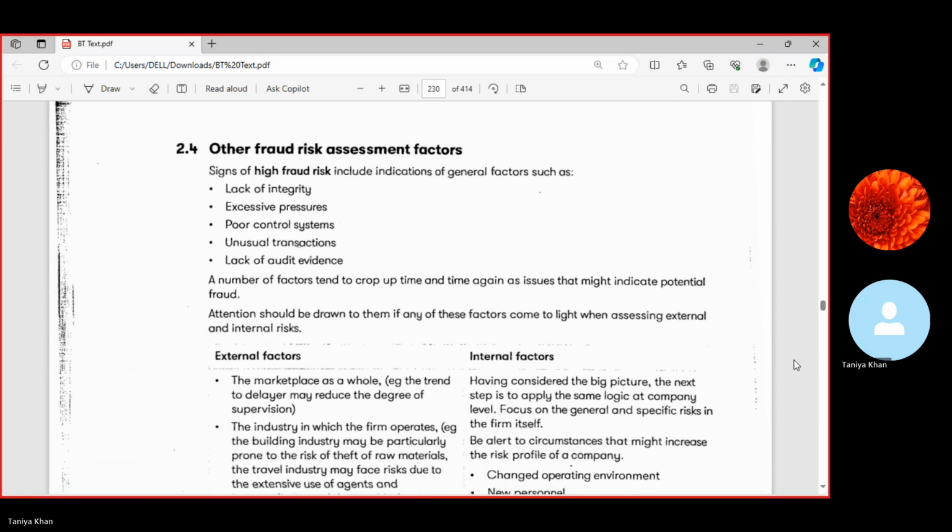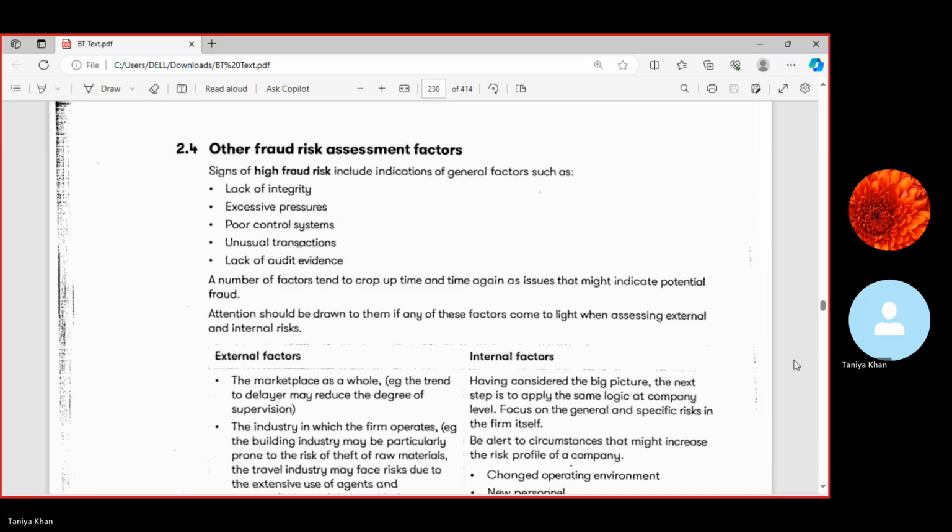Now, other fraud risk assessment factors. Signs of high fraud risk include indications of general factors such as lack of integrity. So what is integrity? You are being unbiased. You are not taking the side of any particular thing. You are not being biased about a particular thing. So if that is lacking, definitely you are more inclined towards committing fraud.